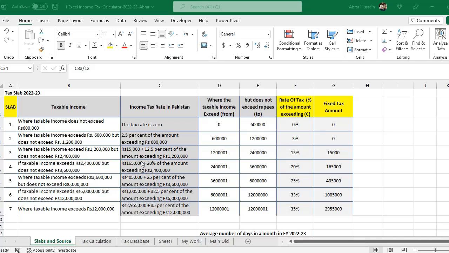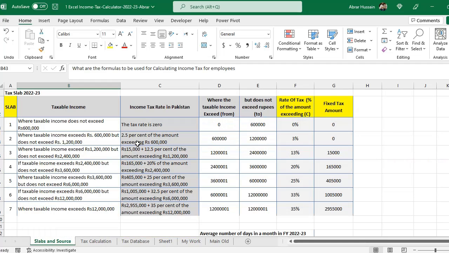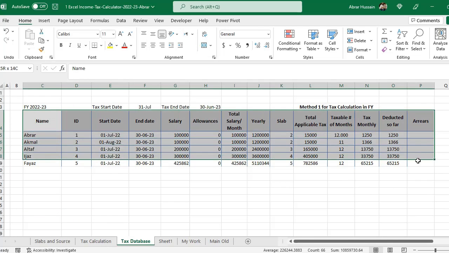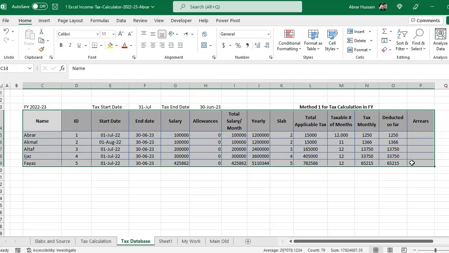In today's video, we are going to discuss how to calculate income tax and what are the formulas and functions to be used for calculating income tax. In this video, I will take you through the basics, and then if you want a database for your employees where the tax is automatically deducted in rows, you can develop that formula also in your HR database or any other database where you can calculate the income.